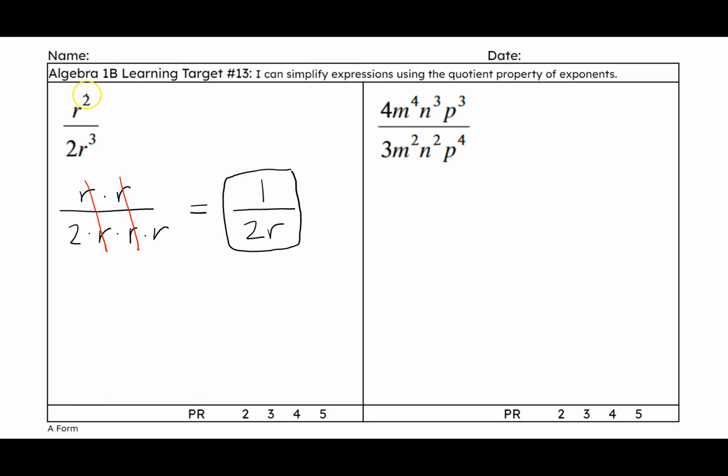I had 2 of them upstairs and I had 3 of them downstairs. I think the biggest number that I could cancel of them is 2. And then one of them will be left downstairs because there's a bigger number here just by 1. So 1 will be left over downstairs. Oh, that's what I got. Both of the r's upstairs cancel and 2 of them downstairs cancel. There'll be 1 left and that 2 will still remain.